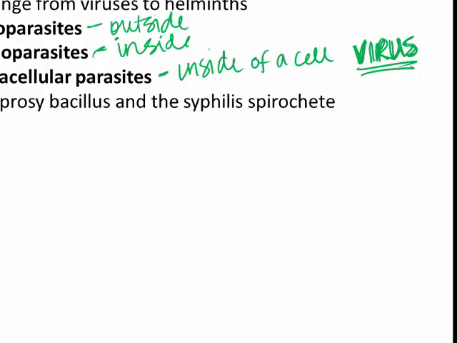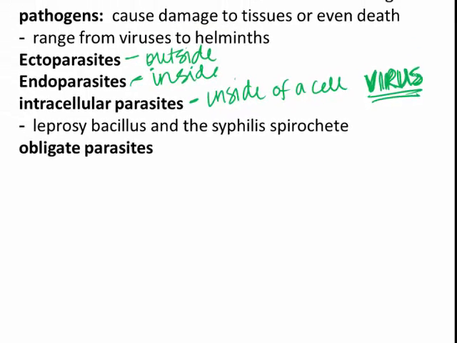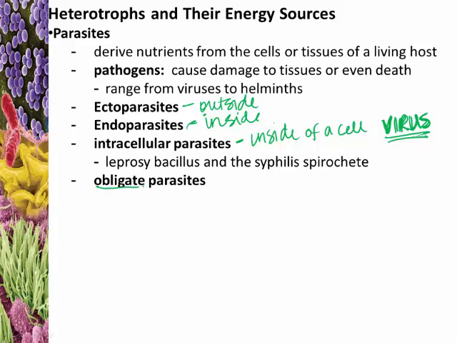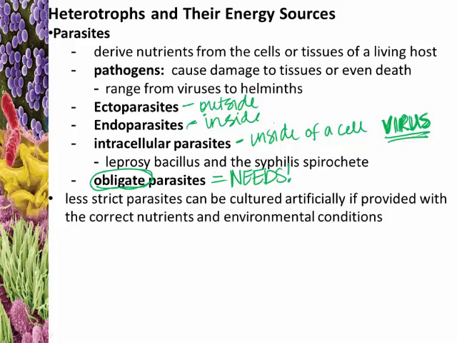Leprosy, the bacillus that causes leprosy, lives inside of things like macrophages. You could say the same thing for TB. The spirochete that causes syphilis can be intracellular. Okay. We have obligate parasites. Now, this is a new term. Anytime you see this word, obligate, it is necessary. It needs it. So an obligate parasite needs to be a parasite. It has to have a host.